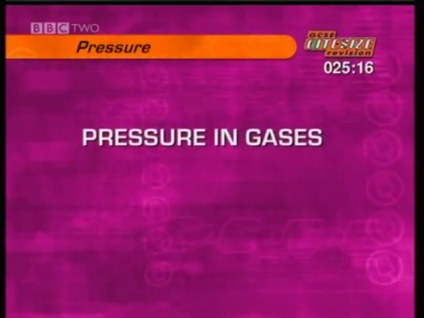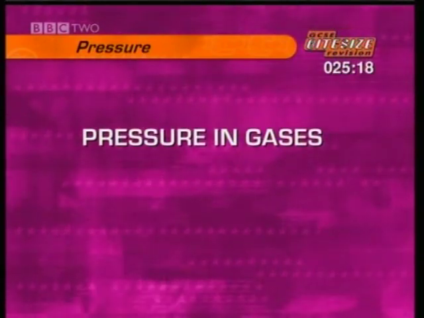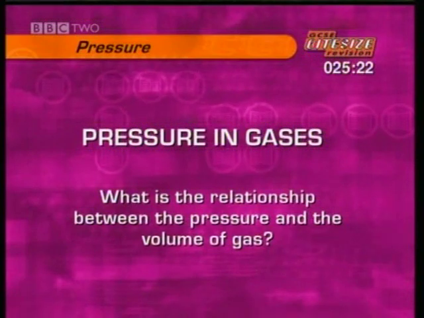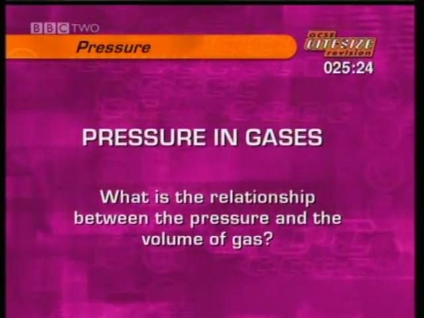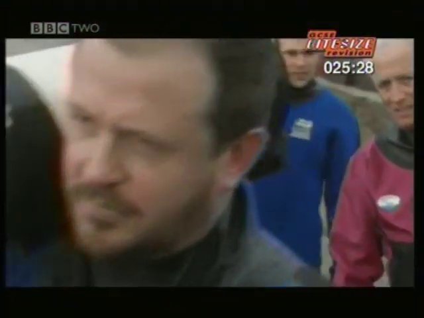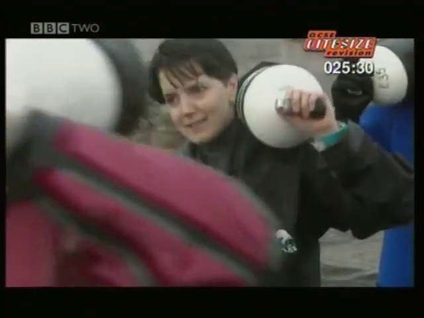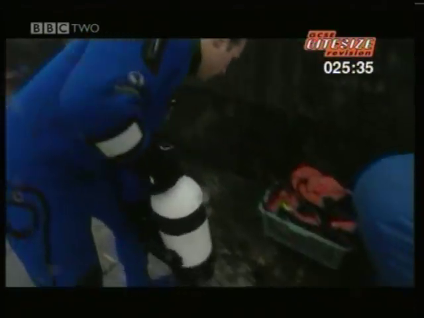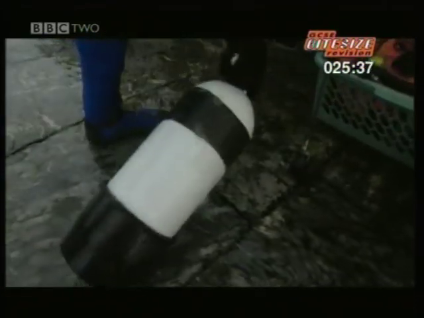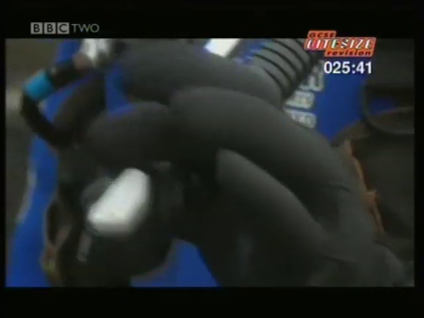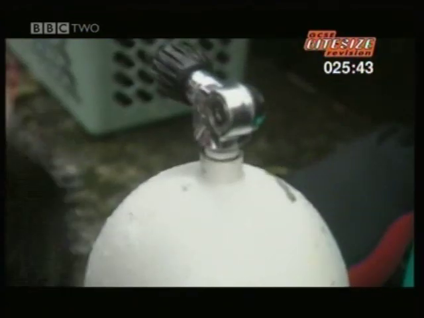Next, pressure in gases. Watch the next clip and try and work out the relationship between the pressure and the volume of a gas. These cylinders are a diver's life support system. Inside each one is a phone box full of air, compressed down so much that the cylinders actually get heavier as they're filled. The air inside weighs as much as 3 bags of sugar.